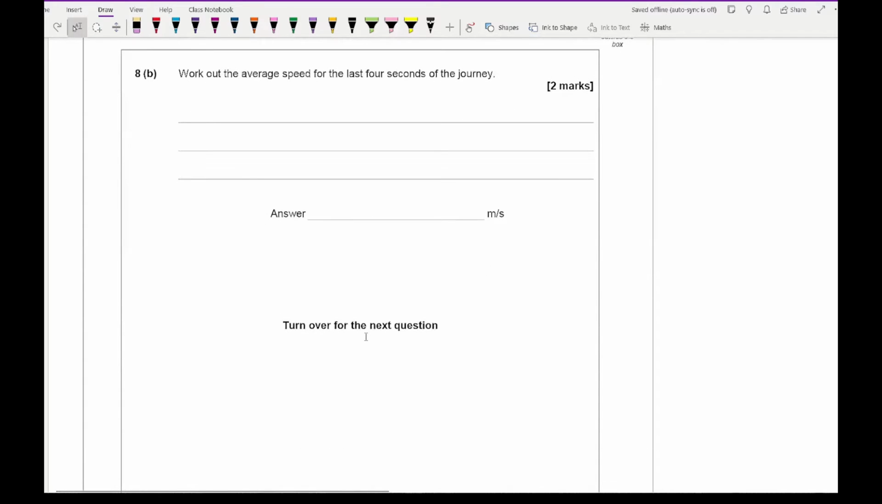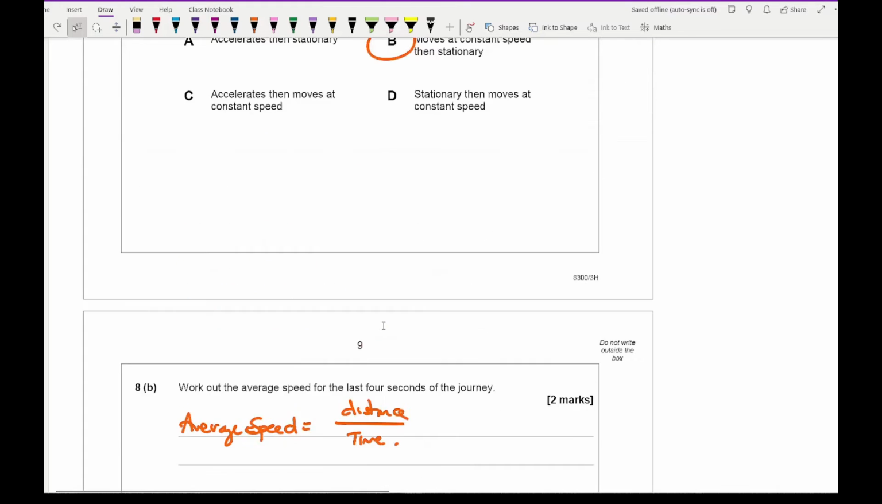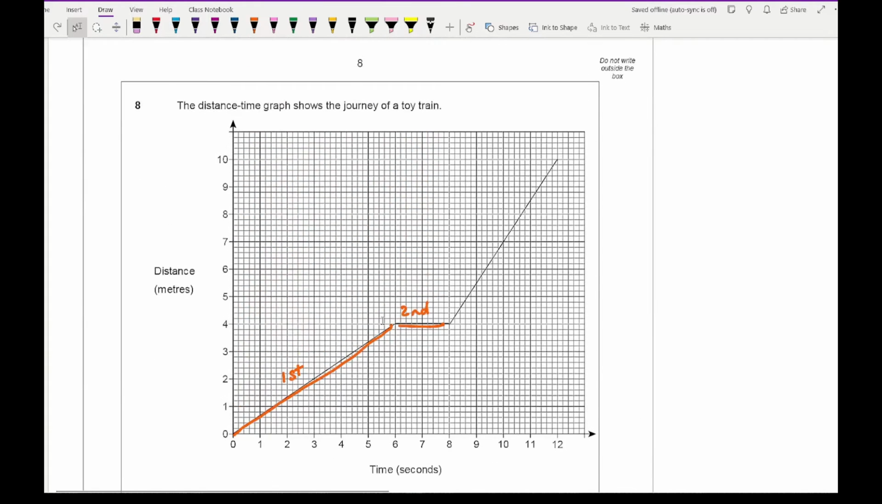For 8b, it then says work out the average speed for the last 4 seconds of the journey. Now the average speed is the distance divided by time. So if I go back to the graph, the last 4 seconds is this region here, which again, excuse the closeness to the line.